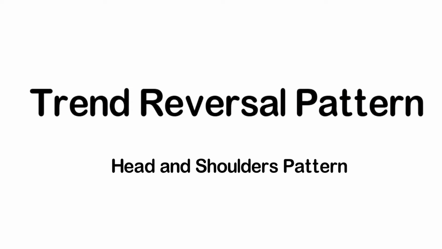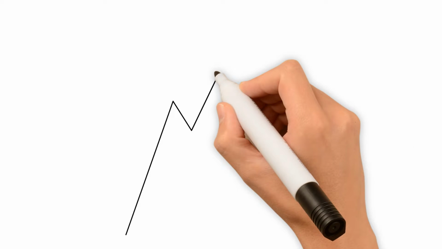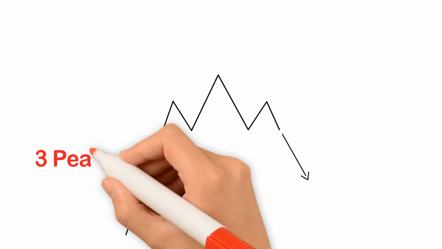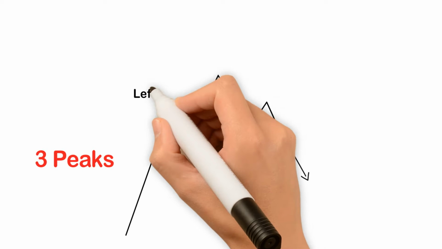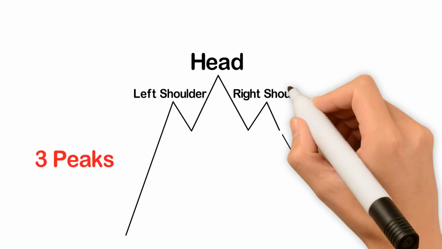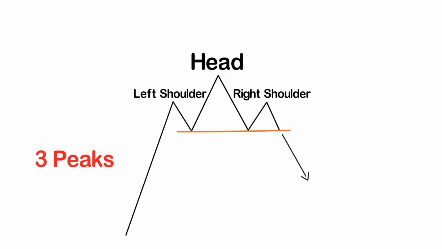Head and shoulders pattern. This is a bearish reversal pattern, which forms after a strong move upwards. It consists of three peaks: a left shoulder, a large central peak, also known as the head, and a third and final smaller peak, a right shoulder. All three peaks need to have a neckline which connects all the lows of the three peaks.